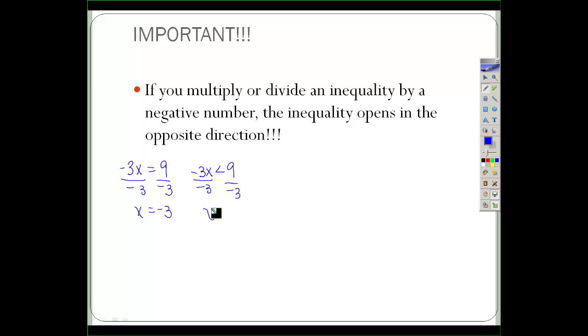nothing ever happens to an equal sign, but in an inequality, the sign, instead of being a less than sign, is now going to be a greater than sign. That's what that rule says: if you multiply or divide by a negative, you change the direction of the sign.